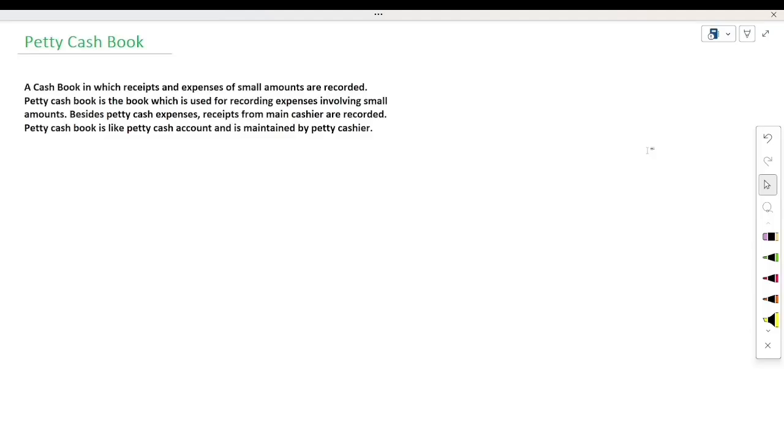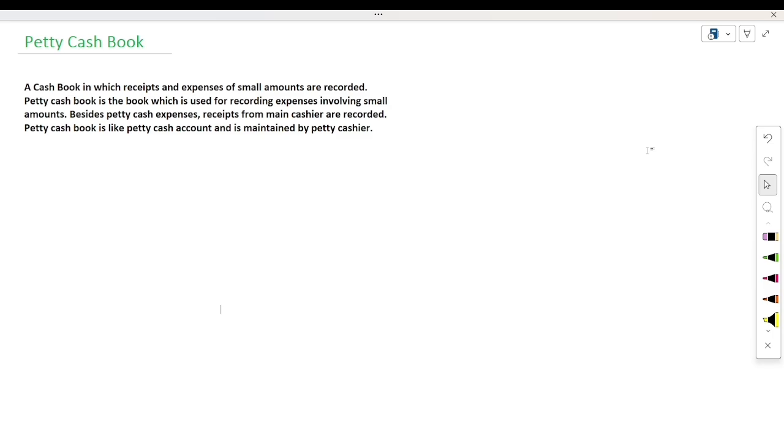Hi everyone, today in this video we are going to learn about the petty cash. In the previous video we have already learned the two types of cash book: the simple column cash book and the double column cash book. If you have not watched that video, then first of all you should watch it. The link is available in the description box. So first go through that video, then this topic will be helpful for you.